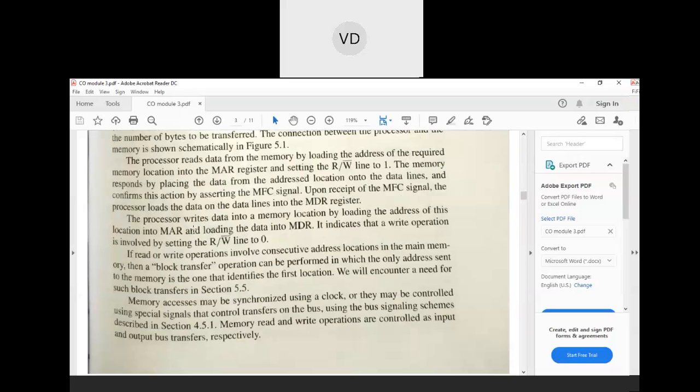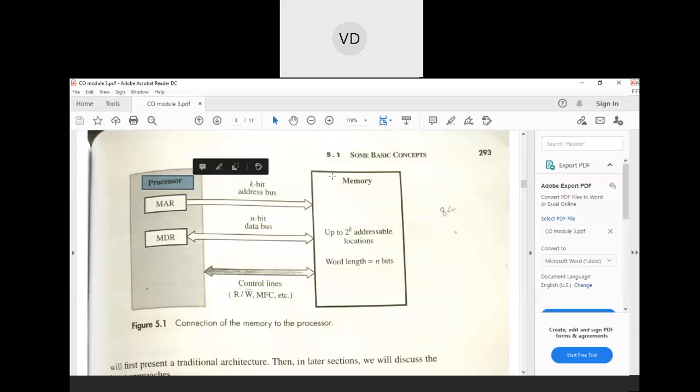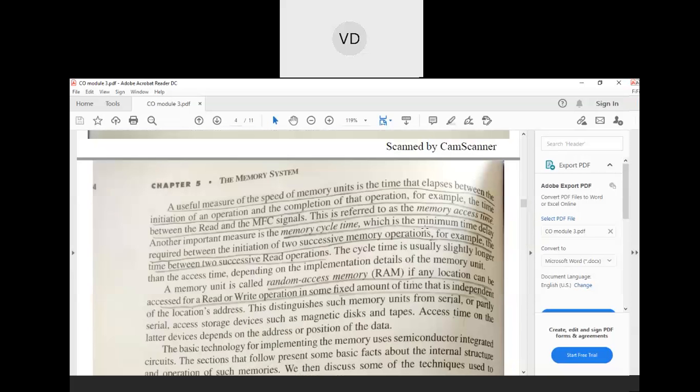Initiation. When the processor starts the operation, from that time until the MFC signal is generated. When is the MFC signal generated? When the data is kept in the MDR register. When the data is kept in the MDR register, it means that data is fetched. So starting from the initiation till fetching the data, whatever time it requires, that is called the memory access time. The memory access time is the time between the read operation and the MFC signal, till the complete data is stored into the memory data register. The time between those is called the memory access time.